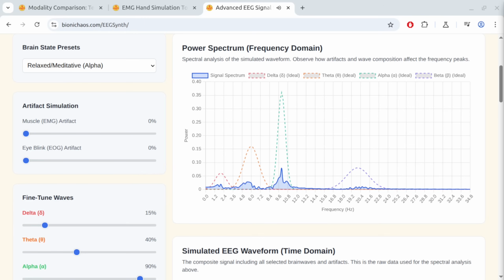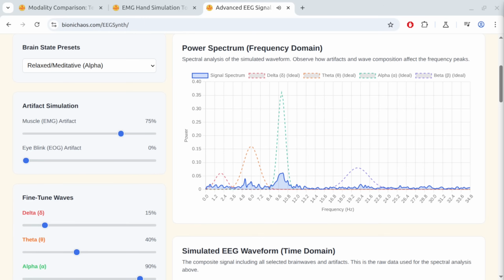Artifacts. Okay, so instead of just getting this messy real-world recording, which can be really chaotic, this tool lets you build the signal piece by piece. See the components. Exactly. You can isolate things, see how they interact. So, whether you're just curious about this stuff or maybe you need to get the basics down quickly, this deep dive should give you that foundation.